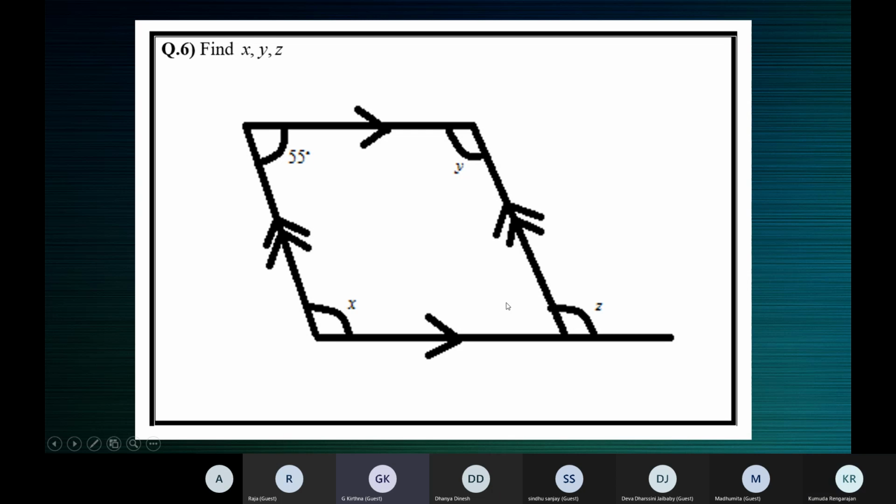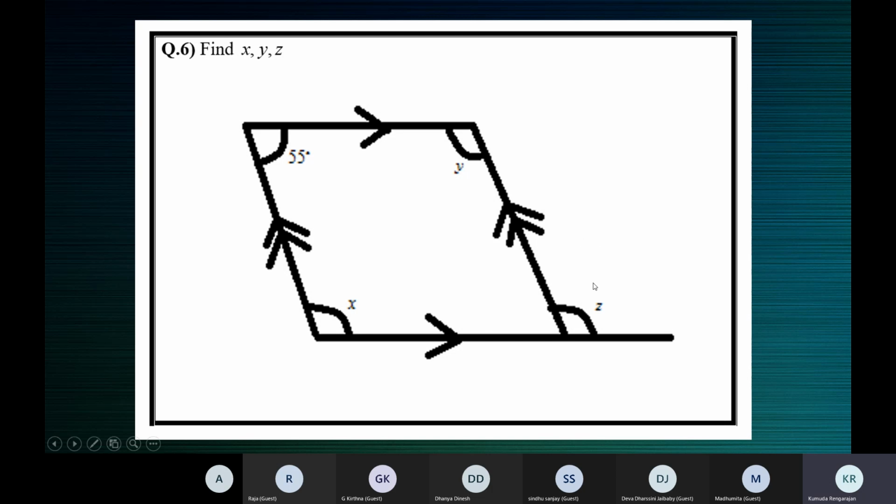So B plus Z is equal to 180 degrees. B is equal to 55 degrees, so 55 plus Z is equal to 180 degrees. Z is equal to 180 degrees minus 55. In the middle somewhere you did not say it correctly, but I think you understood. So Z is equal to 180 minus 55, 125 degrees. Okay, Kirtana, thank you.